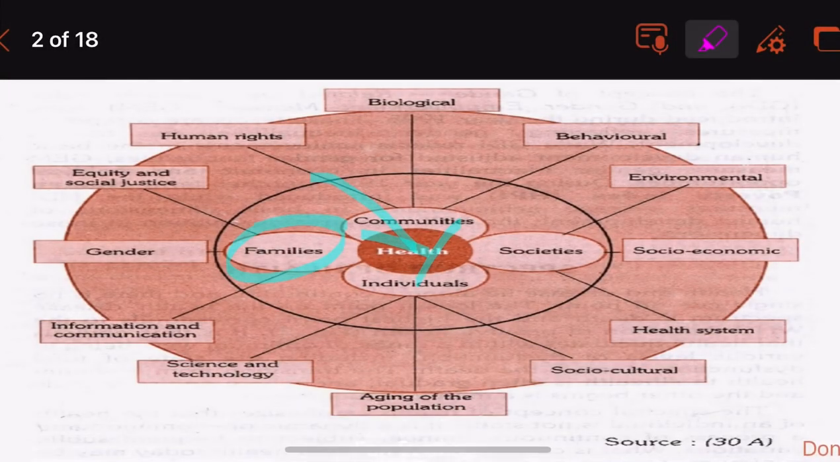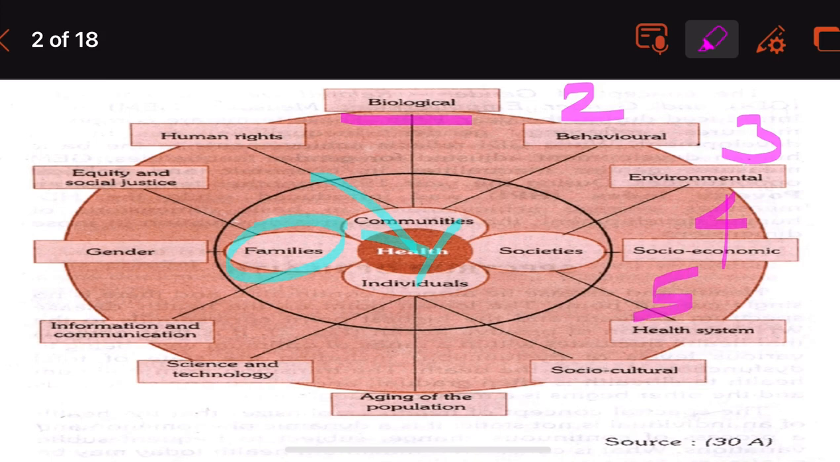Now let us understand the various factors. They are biological first, then behavioral and socio-cultural, environmental, socio-economic, health system, aging of the population, science and technology, information and communication, gender, equity and social justice, and in the end the human rights. So they have mentioned a total of 12 factors in this flowchart. We will deal with each specific factor in detail in the upcoming slides, the most important ones.